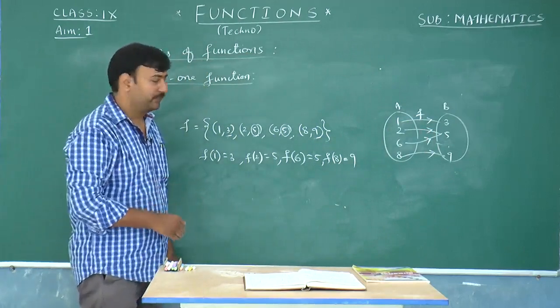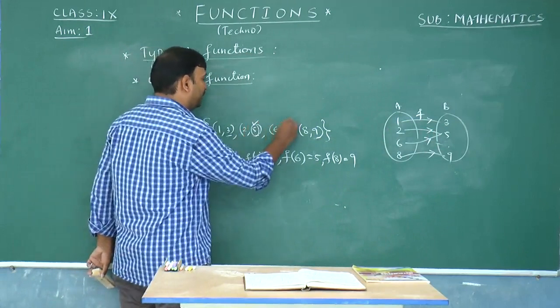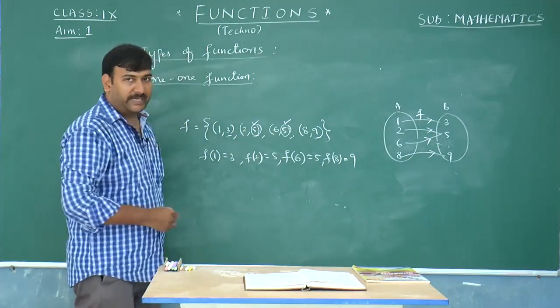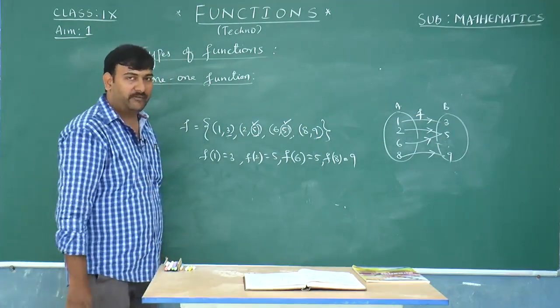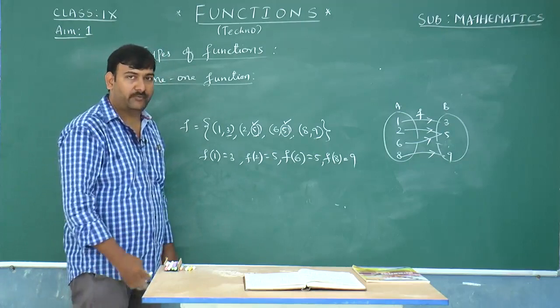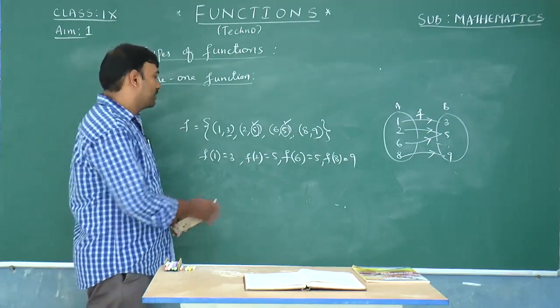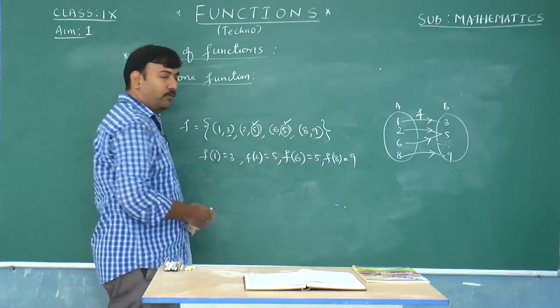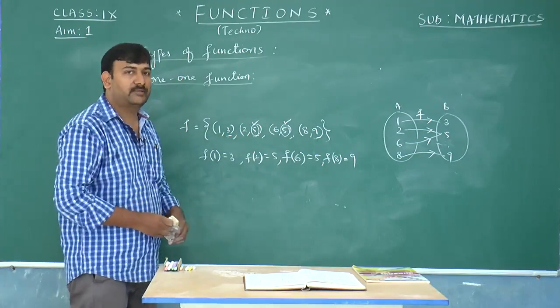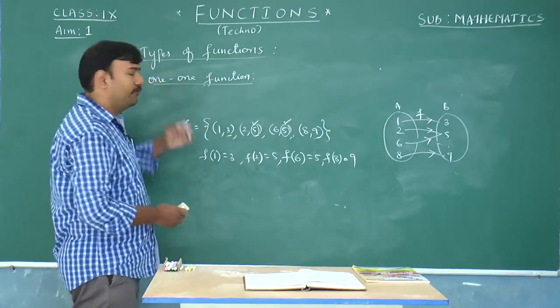So that is the reason, if second coordinate is repeated, or the second coordinates are not distinct, then you can confirm that the function is not going to be a one-to-one function. If second coordinates are all distinct, then we can say it is a one-to-one function. So what is going to be the alternate definition of one-to-one function?